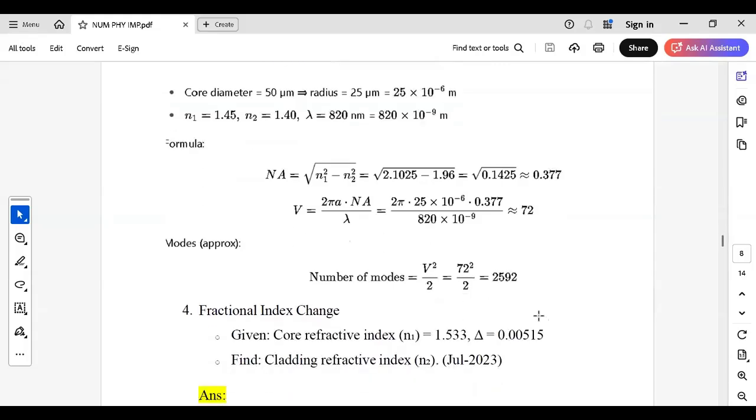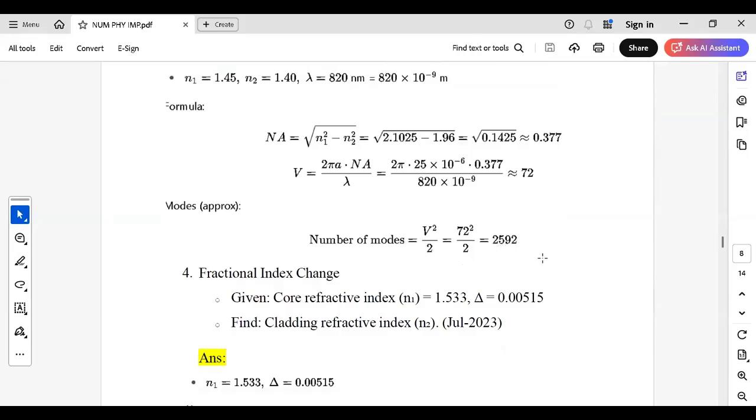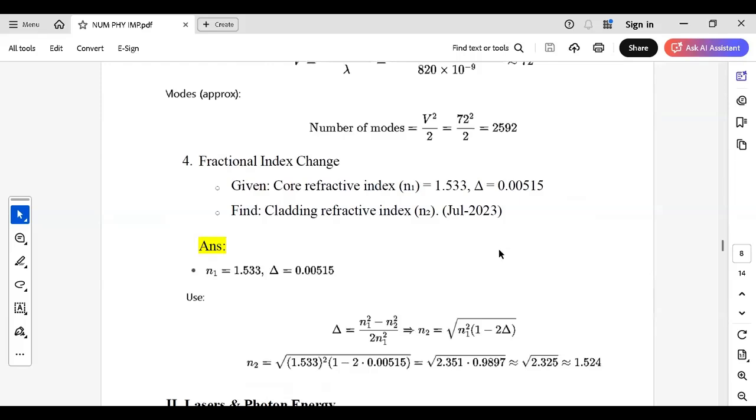V number. So number of modes, you know, it is V square by 2. Substitute it, you will get 2592, right? Moving on to the next question, you are finding fractional index change.